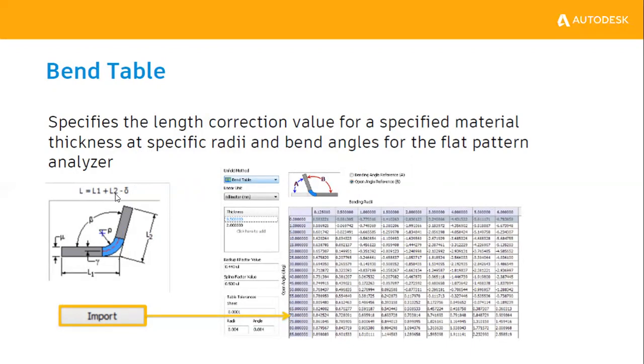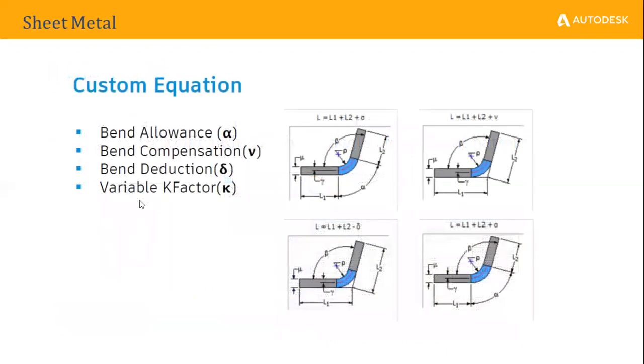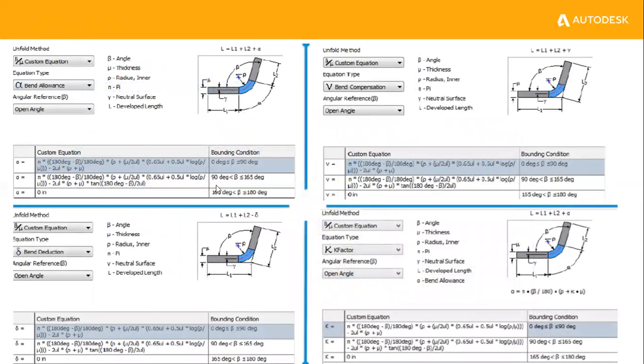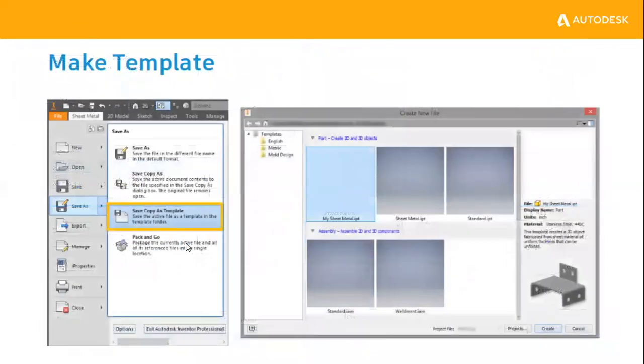You can see L is equal to L1 plus L2 minus gamma, where my correction value will come into place. And apart from your bend table, you will also have this custom equation, where you will have bend elements, bend composition, bend deduction, and variable K factor. Finally, once we do this, we can save it as a template and use it many times, or we can also share that template with other users. So let us see how it will work.